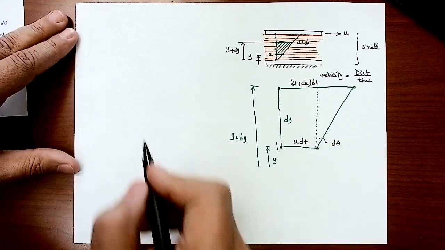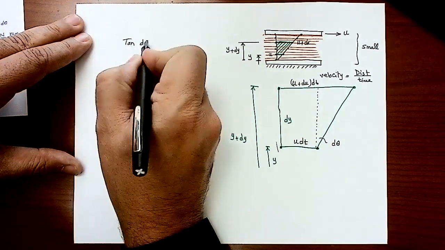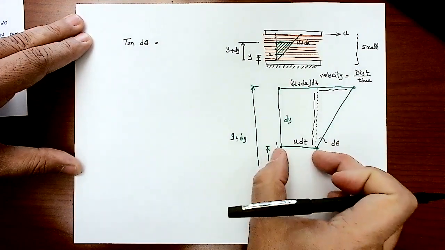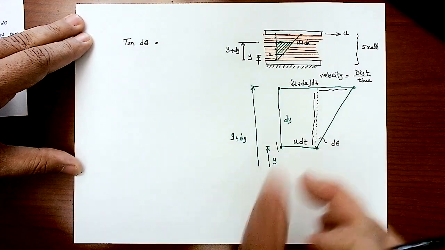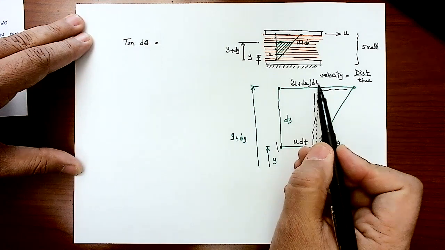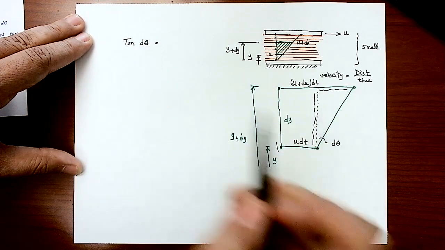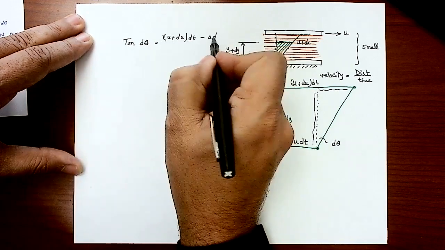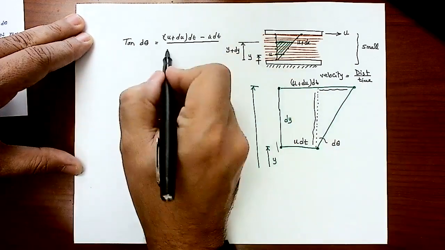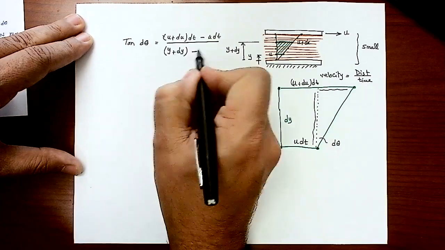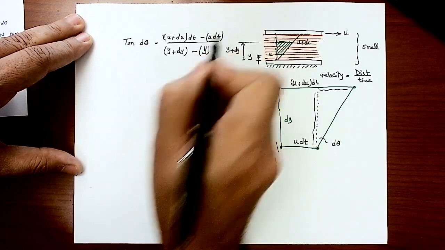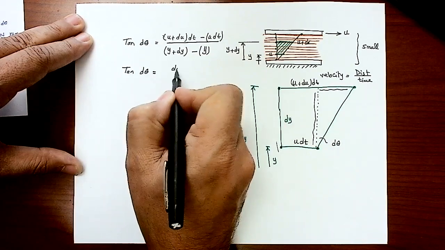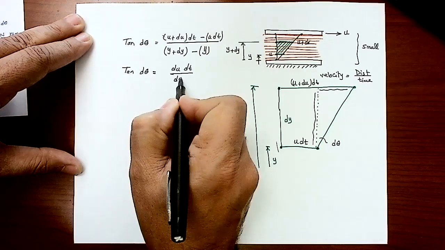Now let's get tan d theta. Tan the angle, I'm going to get that distance divided by that distance. This distance is the difference between the long and the short lines here. So I'm going to get (u plus du) times dt minus u dt, divided by the distance, which is y plus dy minus y, right? So if you do that, you will find that tan d theta will simply equal du dt divided by dy, okay?